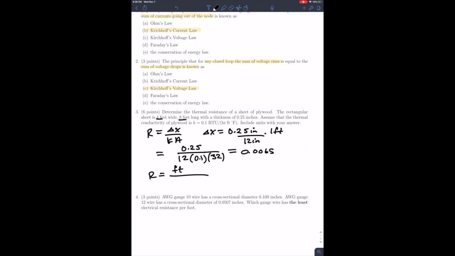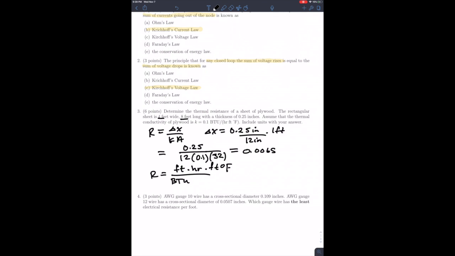Looking at the units for R, we know delta X has to be in feet. We know K is in BTUs, then it's per hour, so hour goes on top. Per foot, so foot goes on top. Per degree, degree goes on top. Then we divide by the area, which is square feet. So we notice that feet all divide out, and our units are degrees Fahrenheit per BTU per hour. Okay, so there's the solution to number 3.